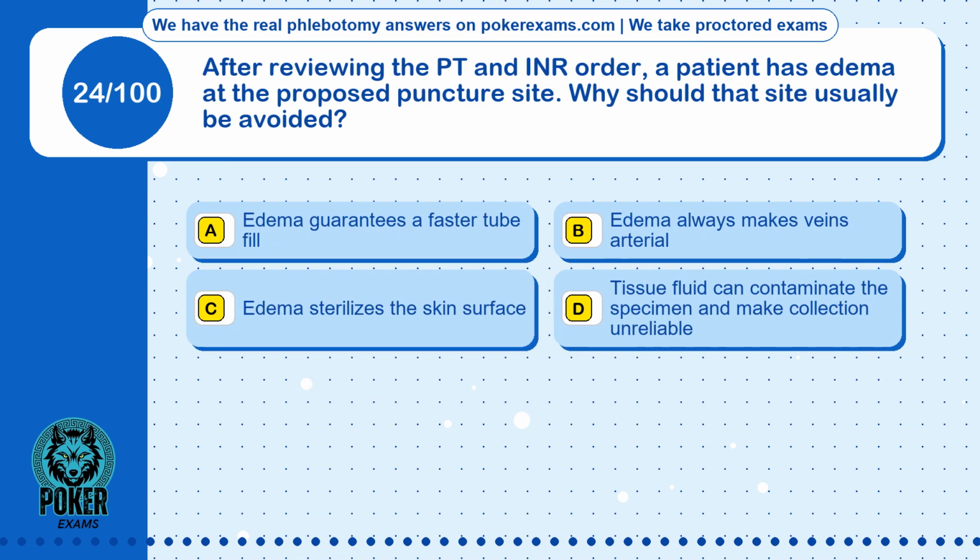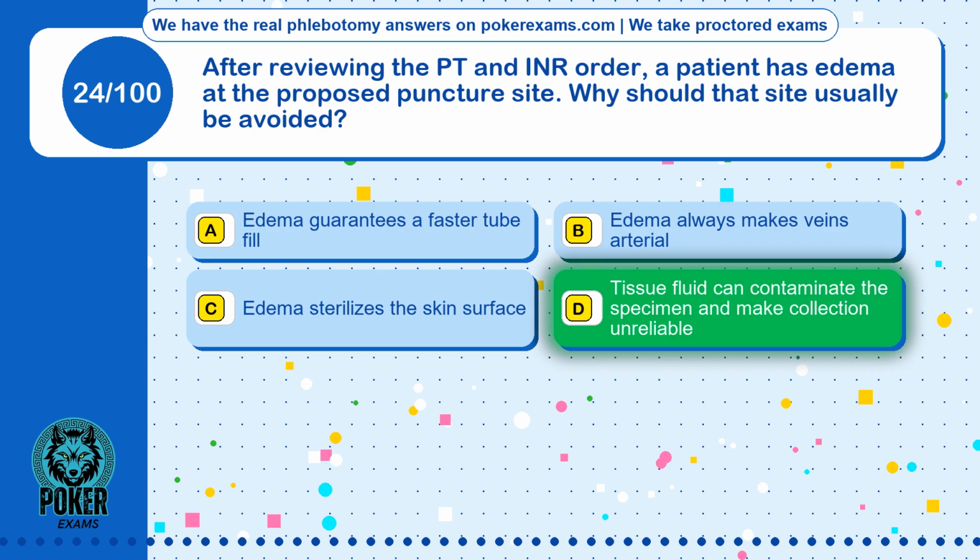Question 24. After reviewing the patient and INR order, a patient has edema at the proposed puncture site. Why should that site usually be avoided? Option A, edema guarantees a faster tube fill. Option B, edema always makes veins arterial. Option C, edema sterilizes the skin surface. Option D, tissue fluid can contaminate the specimen and make collection unreliable.